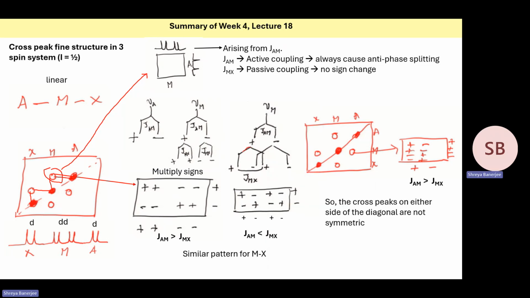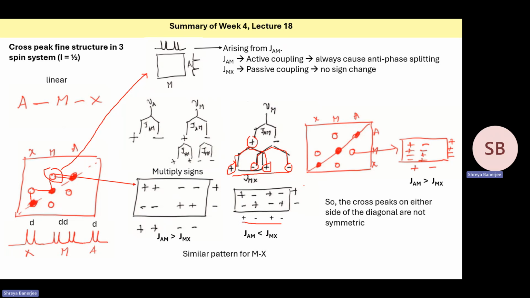So the splitting here is such that it is crossing with the other splitting. So plus will split into plus and plus, because in passive coupling there is no sign change. And minus will split into minus and minus. So the order gets changed. Now this is the fine structure of M, which we are putting in the x-axis: plus minus plus minus.